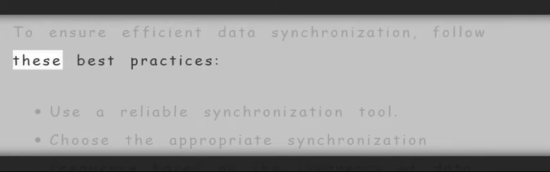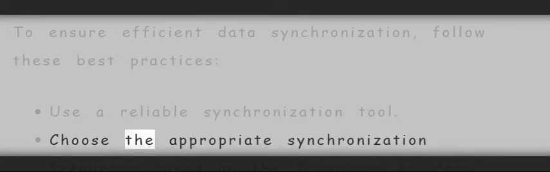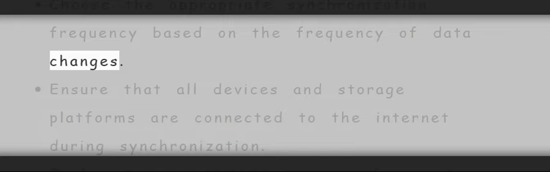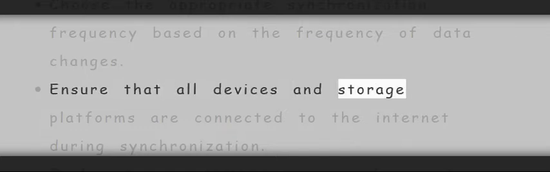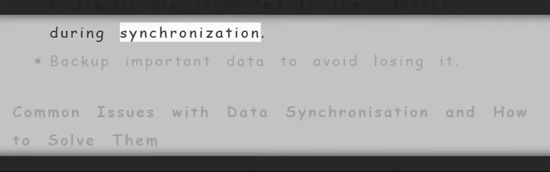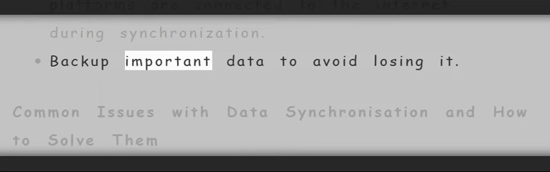Best practices for data synchronization. To ensure efficient data synchronization, follow these best practices. Use a reliable synchronization tool. Choose the appropriate synchronization frequency based on the frequency of data changes. Ensure that all devices and storage platforms are connected to the internet during synchronization. Backup important data to avoid losing it.